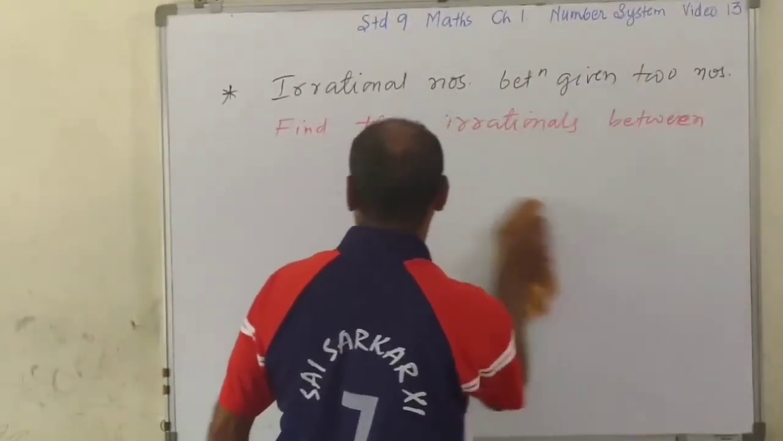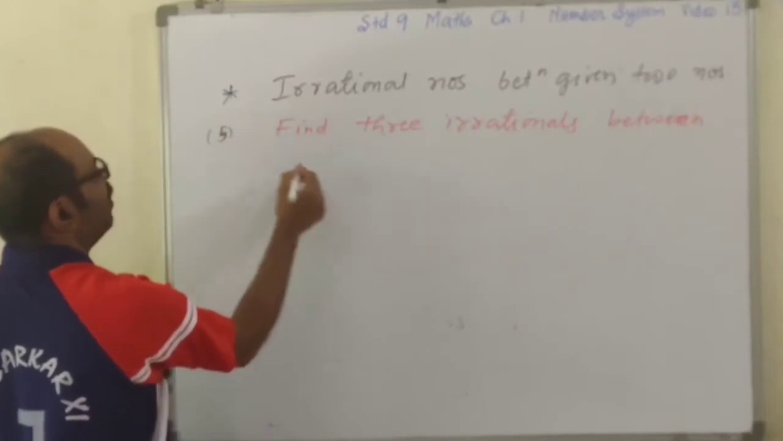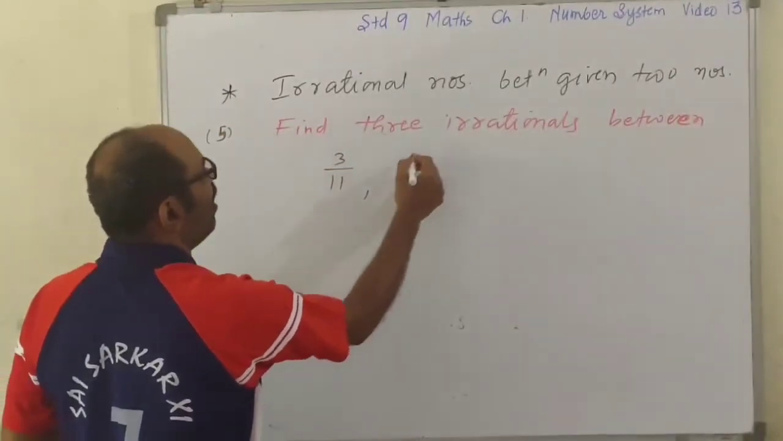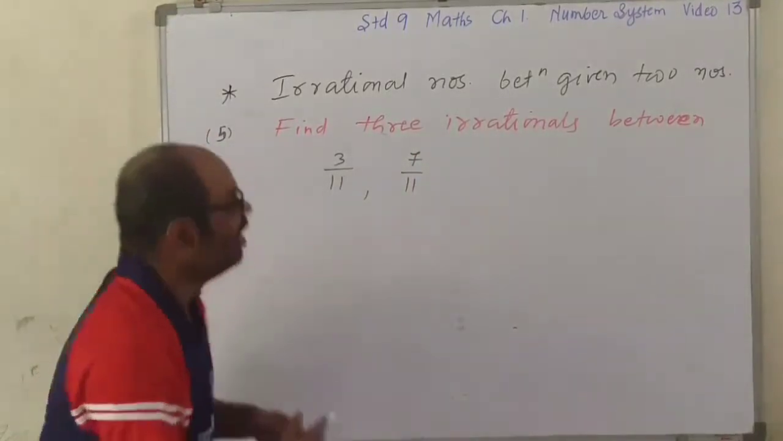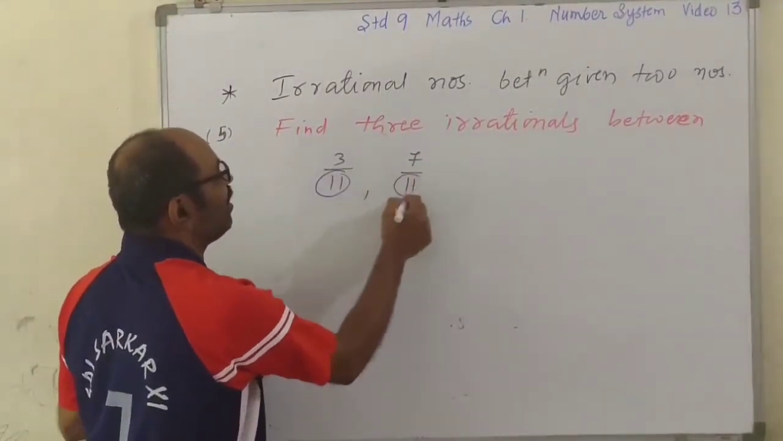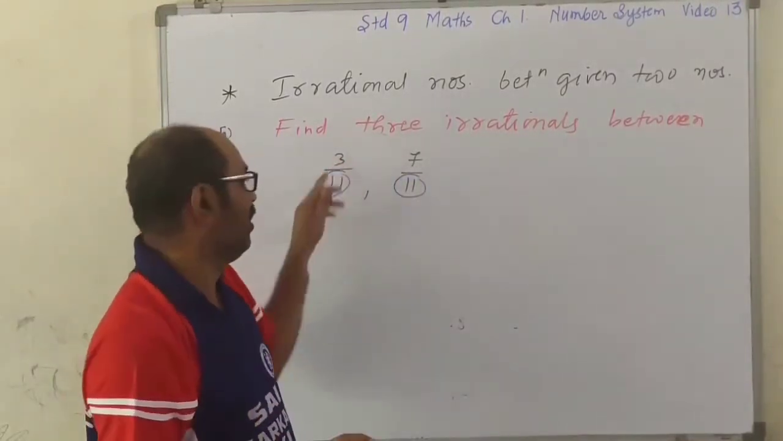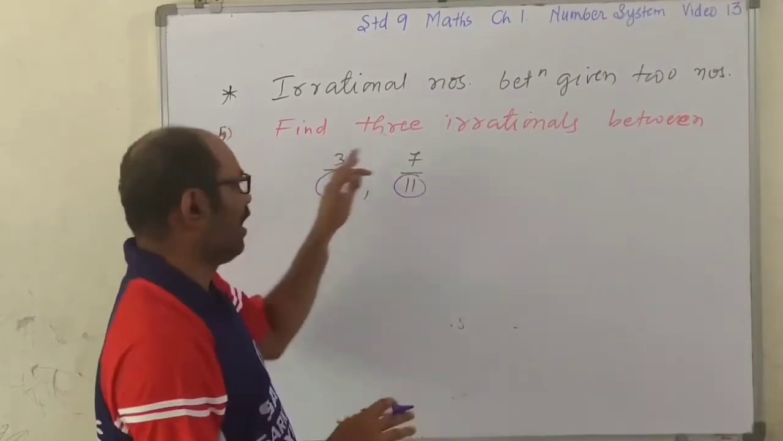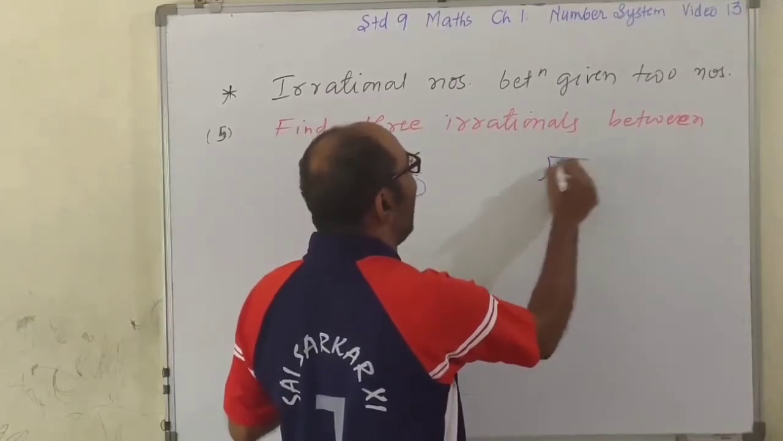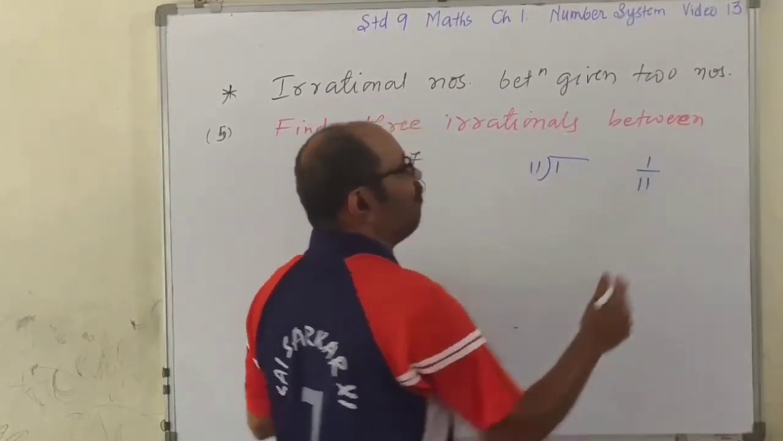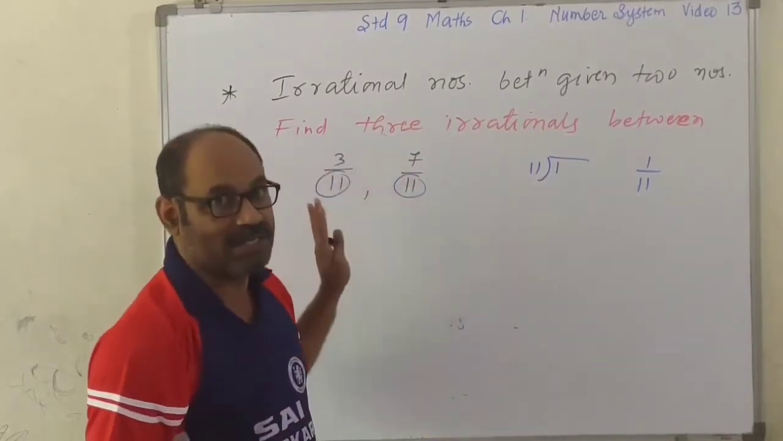Alright. Fifth one. 3 upon 11 and 7 upon 11. Children, see these denominators are like. Forget 3 and 7 for a moment. You divide 1 by 11. So you are finding the value of 1 upon 11. Okay? Not 3 upon 11 or 7 upon 11.